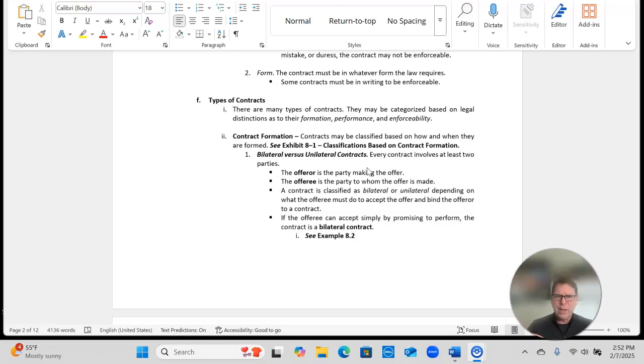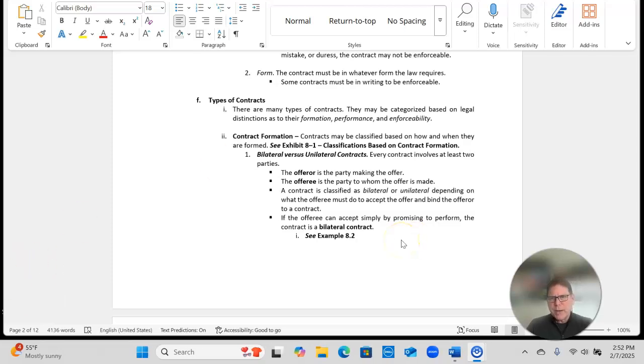So the distinction or classification is one between bilateral and unilateral. Bilateral being a contract that elicits a promise as acceptance, promise for promise, formed the minute the promises are exchanged, or unilateral, which is promise for performance or an act, and only when the party performs or acts is acceptance made. That's called unilateral contracts.